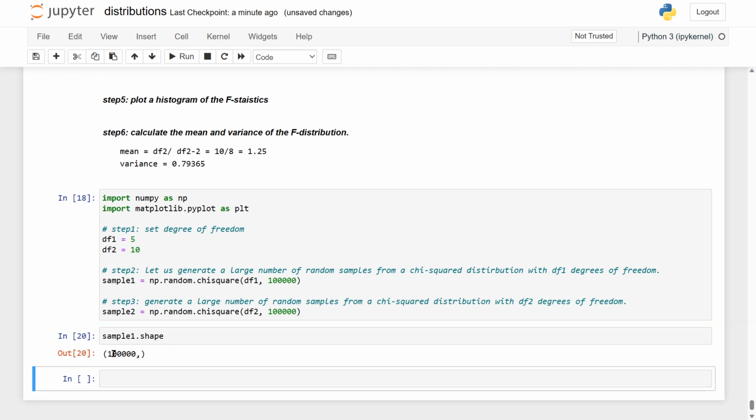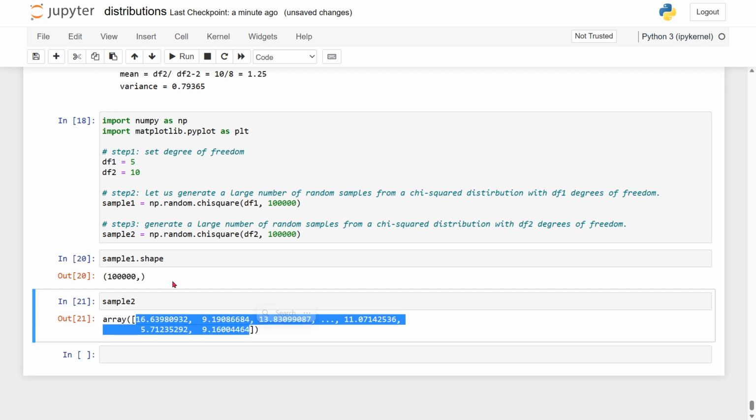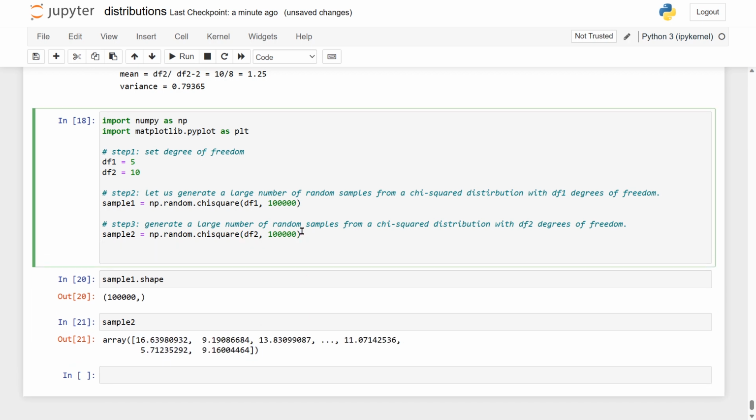And you see the shape: ones, tens, hundreds, thousands, 10,000, lakh. So 1 lakh samples, that's huge. Same thing we did with sample 2, and we have generated 1 lakh chi-square scores. You see that? Brilliantly huge. Anyway, the second step and third step are done. So the chi-squares have been generated.